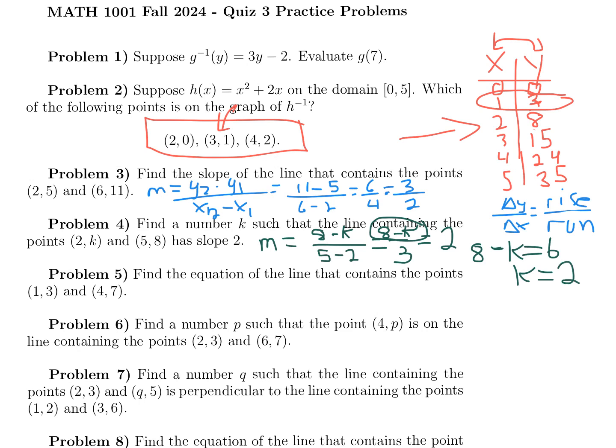For problem 5, the equation of the line, let's try and squeeze this one in also, just so we don't have to keep going back and forth on our pages. First thing we need is our slope, and so y2 minus y1 over x2 minus x1. So I'm going to get 4 over 3 for my slope.